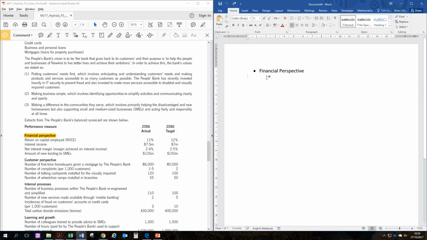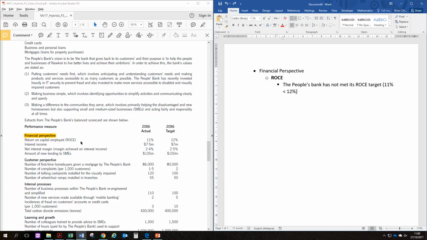The first one is the ROCE, which is over here. You have 11%, 12%. Now when it comes to answering questions like this, you should state the obvious. Look at the number, tell me what's obvious. The obvious is 11% is smaller than 12%. So as far as ROCE is concerned, the People's Bank has not met its ROCE target. State the obvious first, it's worth some marks. Then we talk about the possible reasons why.